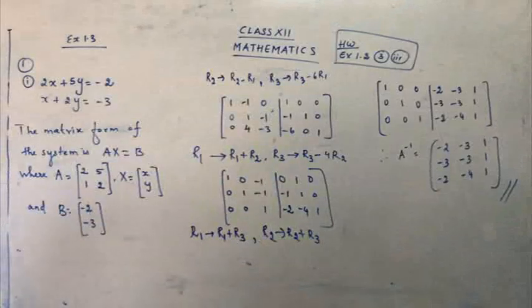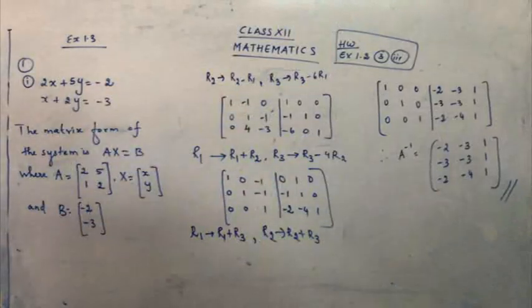What's the first step? From the linear equations we have been given, we are writing the system first. That is, the matrix form of the system is Ax is equal to B. And from the question we are finding the values for A, x and B. So we have written this.